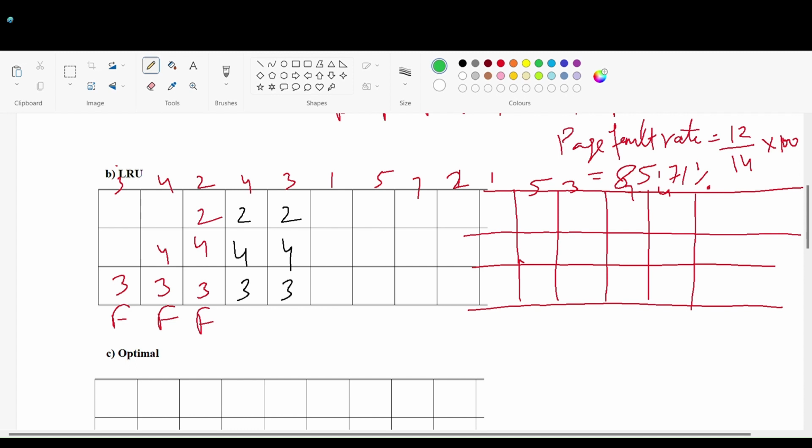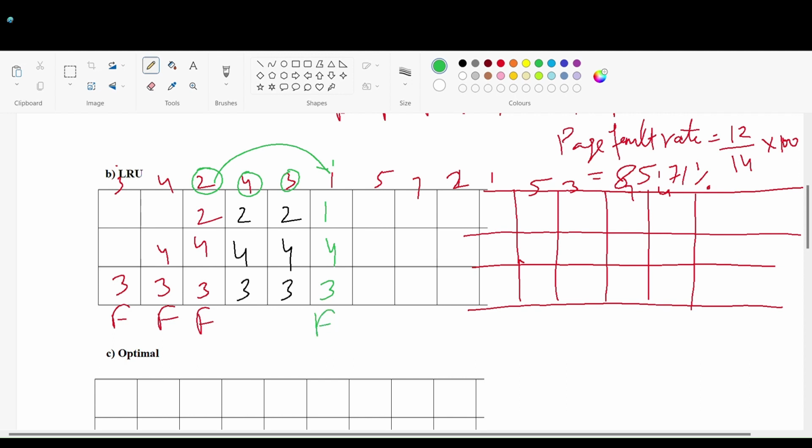Yeah, the least recently used algorithm says that the page that has not been used for the longest period of time should be replaced. Okay, so 3 was just used. Okay, 4 after 3. Then 2 is the least recently used. So 2 should be replaced by 1. Okay, so 1, 4 and 3.